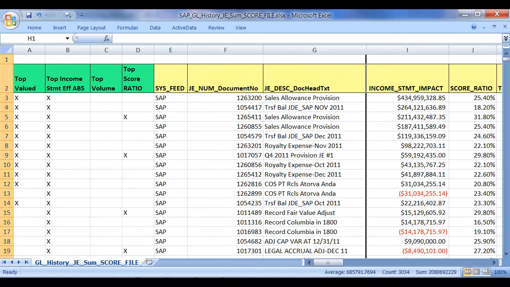Last but not least, we just make sure that we've taken a look at all of the top items, which might be from a value point of view or an income statement point of view, or even just a ratio point of view, and we do provide that analysis as well.